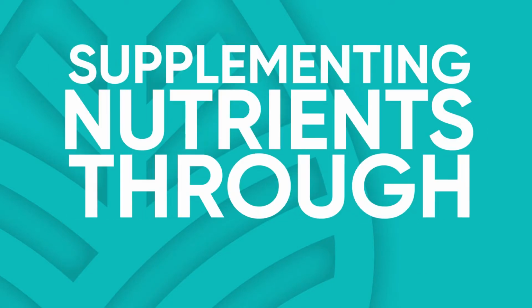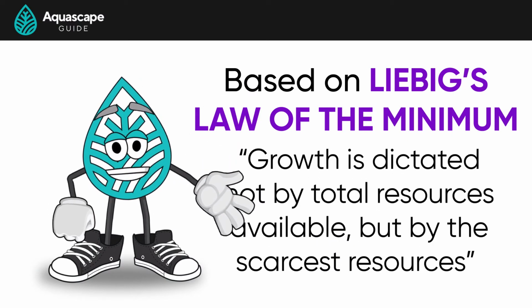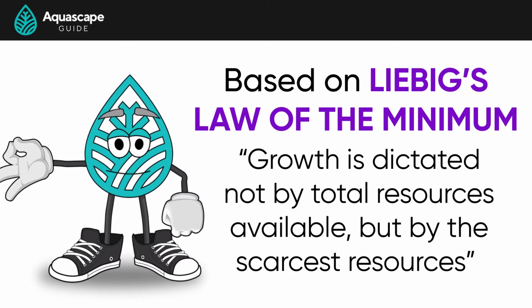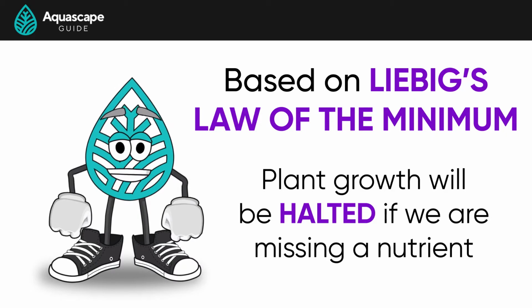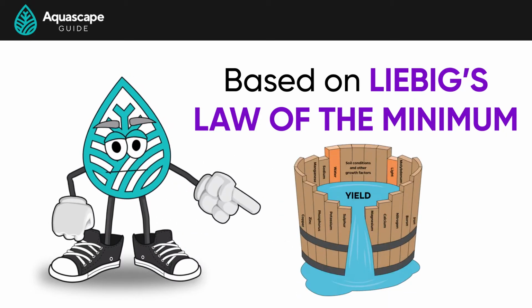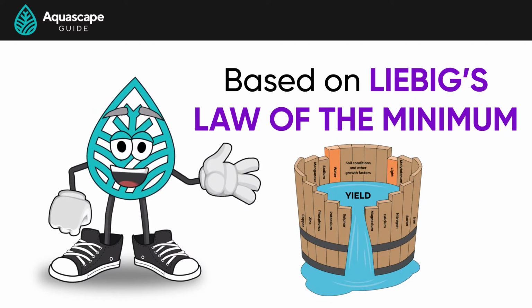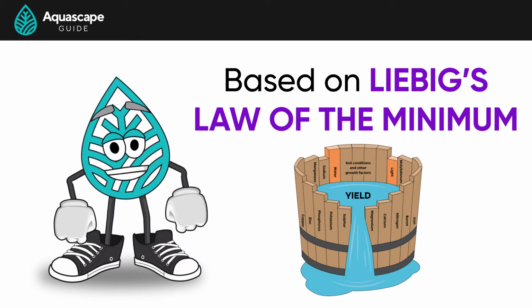Let's start with our approach, which is supplementing nutrients through fertilization. Our technique is based off of Liebig's Law of the Minimum, which states that growth is dictated not by the total resources available, but by the scarcest resource. This means that growth will be halted if we're missing a single nutrient, regardless if all the other nutrients are still available. Liebig used the image of a barrel with unequal staves to explain how plant growth is limited by the nutrient in shortest supply, just like the level of water is limited by the shortest stave.